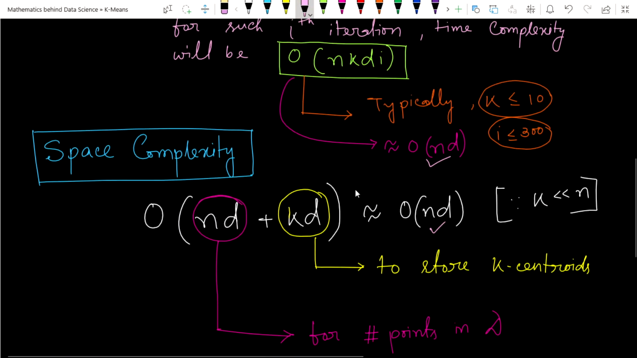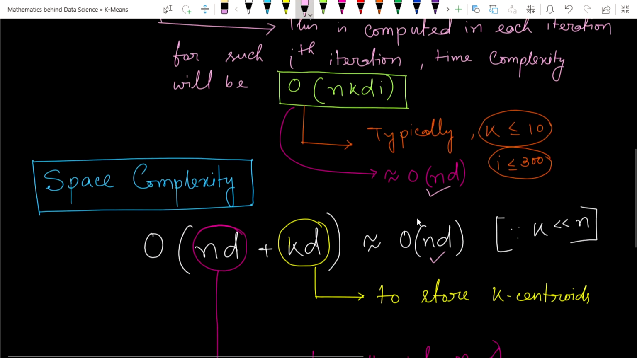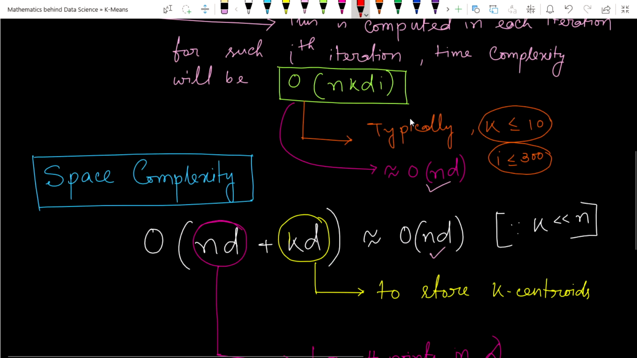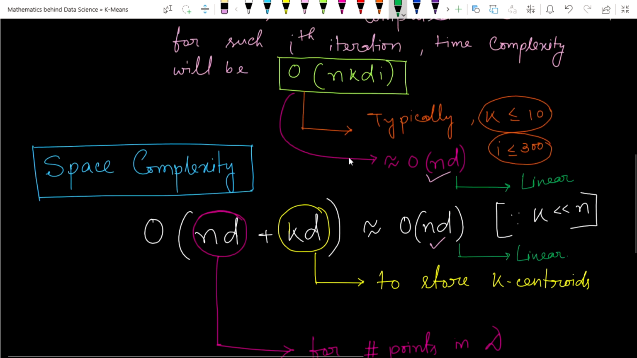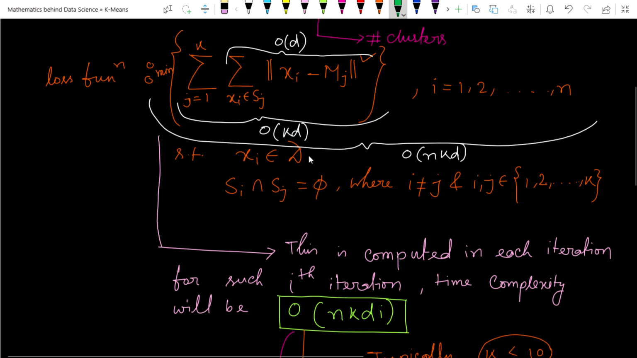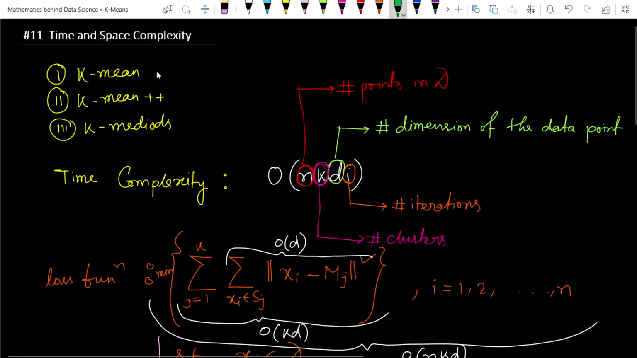The main thing to notice is that the time complexity as well as the space complexity are linear here. This is the positive sign of this algorithm: linear time complexity as well as linear space complexity. Because of this, the k-means algorithm is very fast.